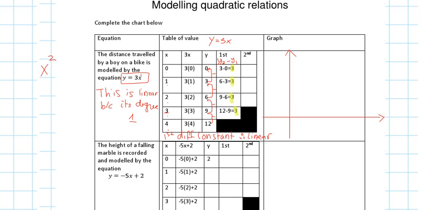So, if you look here, x, y. Okay? So each point is x, y. So 0, 0, 1, 3, 2, 6. Okay?